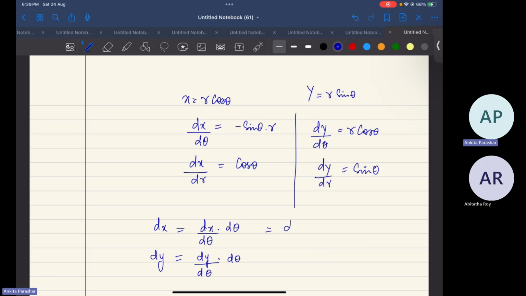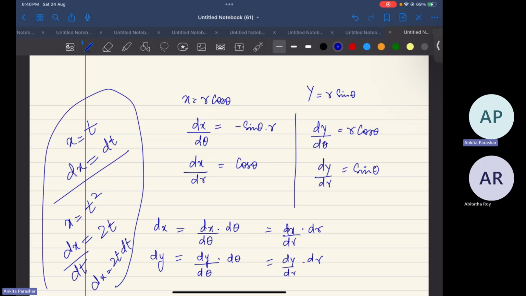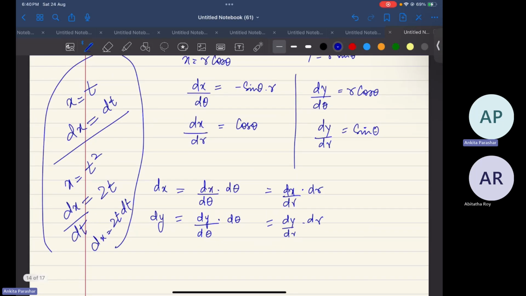Or equally, I can say dx by dr dr, dy by dr dr. I don't know directly how to say it. If it's a single thing, like x is just t, then simply dx equals dt. Or if x equals t squared, then dx by dt is 2t, and dx is nothing but 2t dt. It's a simple fact. But if you have a function of two variables, I don't know how to say it.